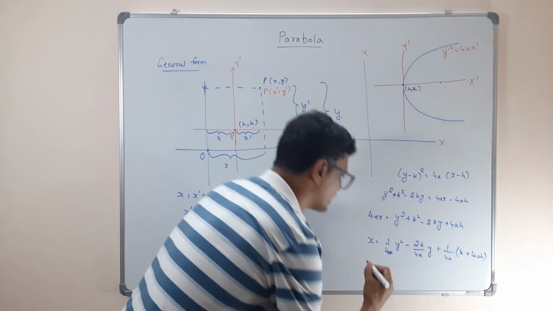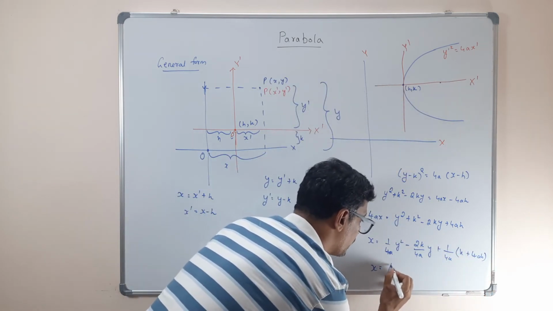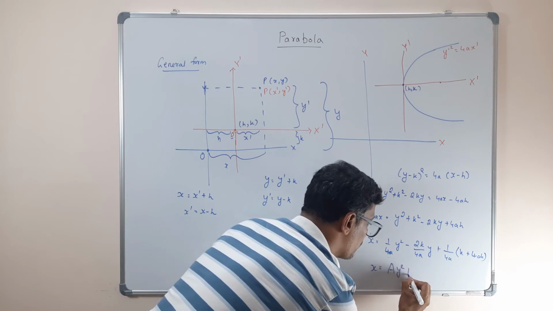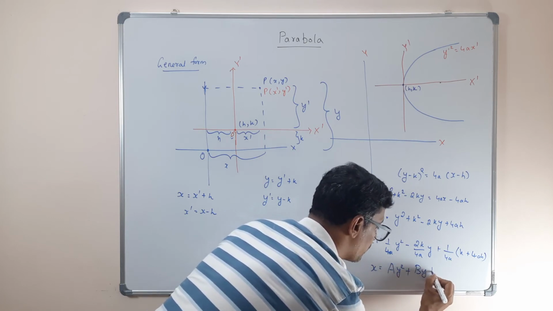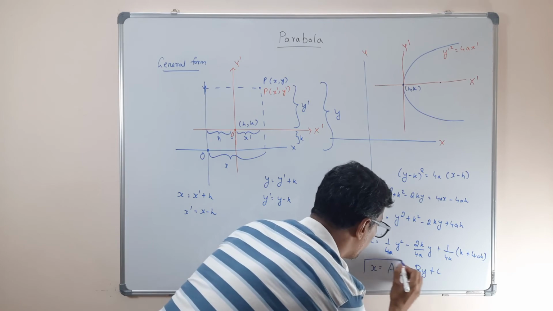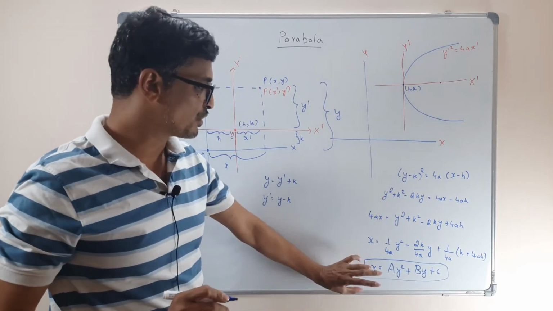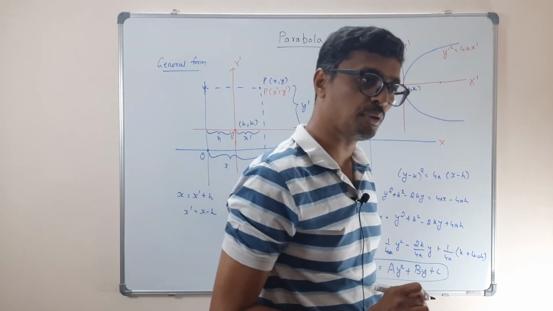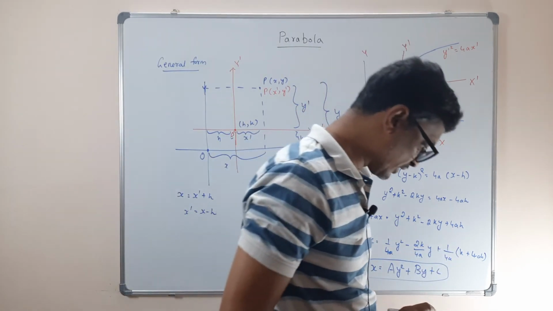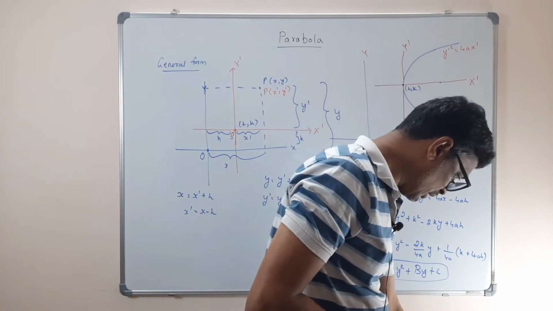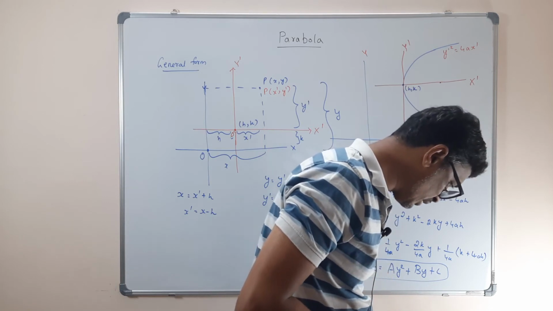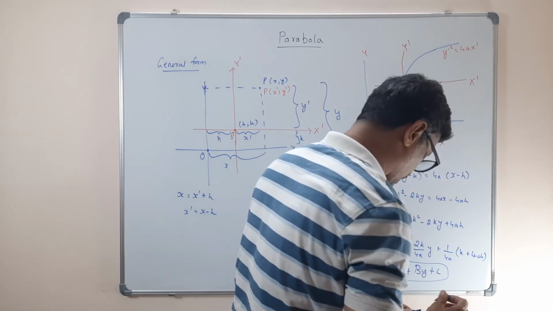You can write this as x is equal to a y square plus b y plus c, where a, b, c are just some numbers, right? So this way also you can express your parabola. That's what you have written there also. Well, that's it. Now let us do some examples.